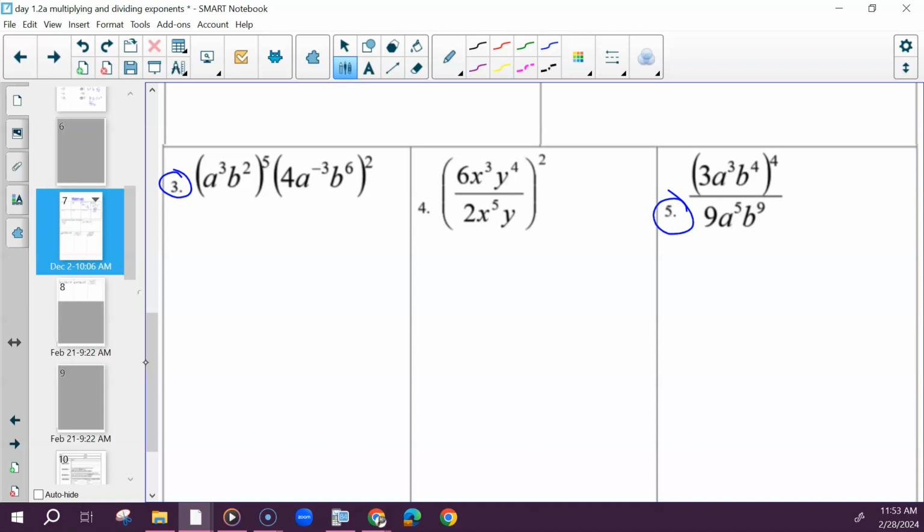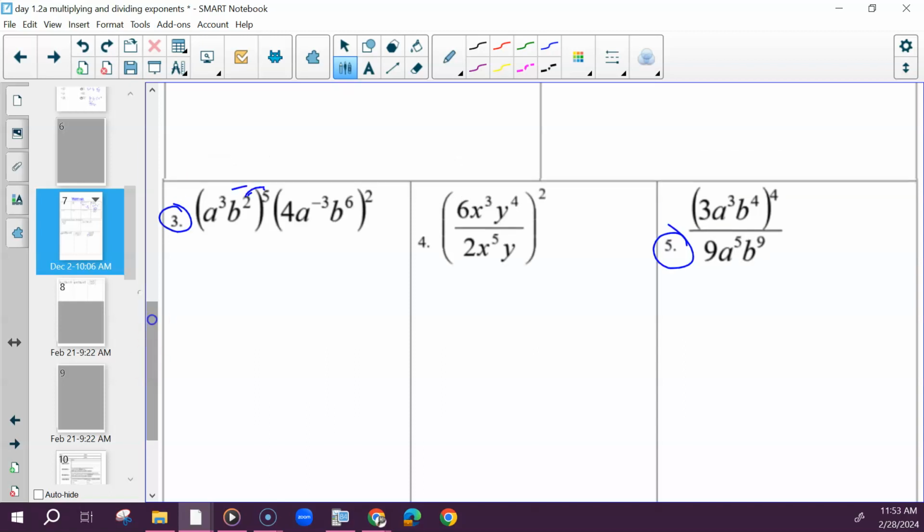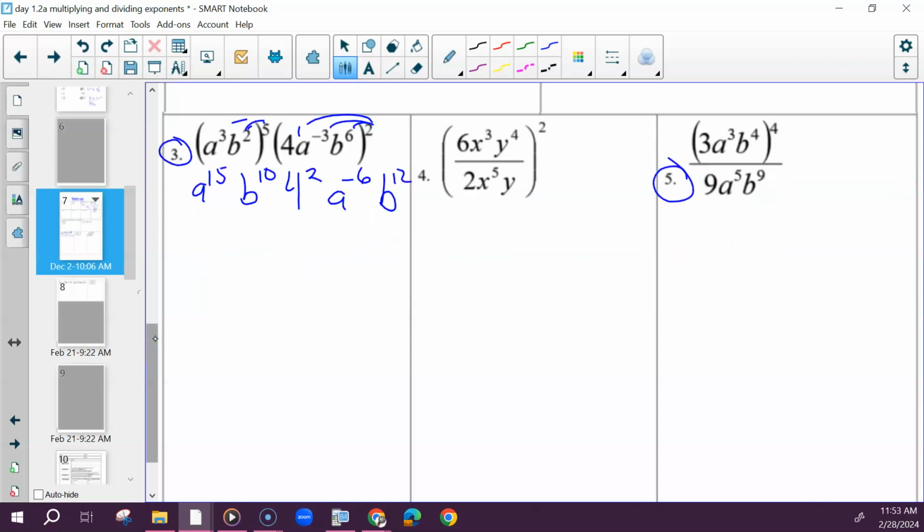Do this parentheses with this should be good. Distribute, multiply together, sure. So take the number outside and multiply to all of your exponents on the inside because we don't have like bases inside the parentheses to combine. Don't forget about the exponent of 1 with the 4. So we have a to the 15th, b to the 10th, 4 to the 2nd, a to the -6, b to the 12th. Now what?